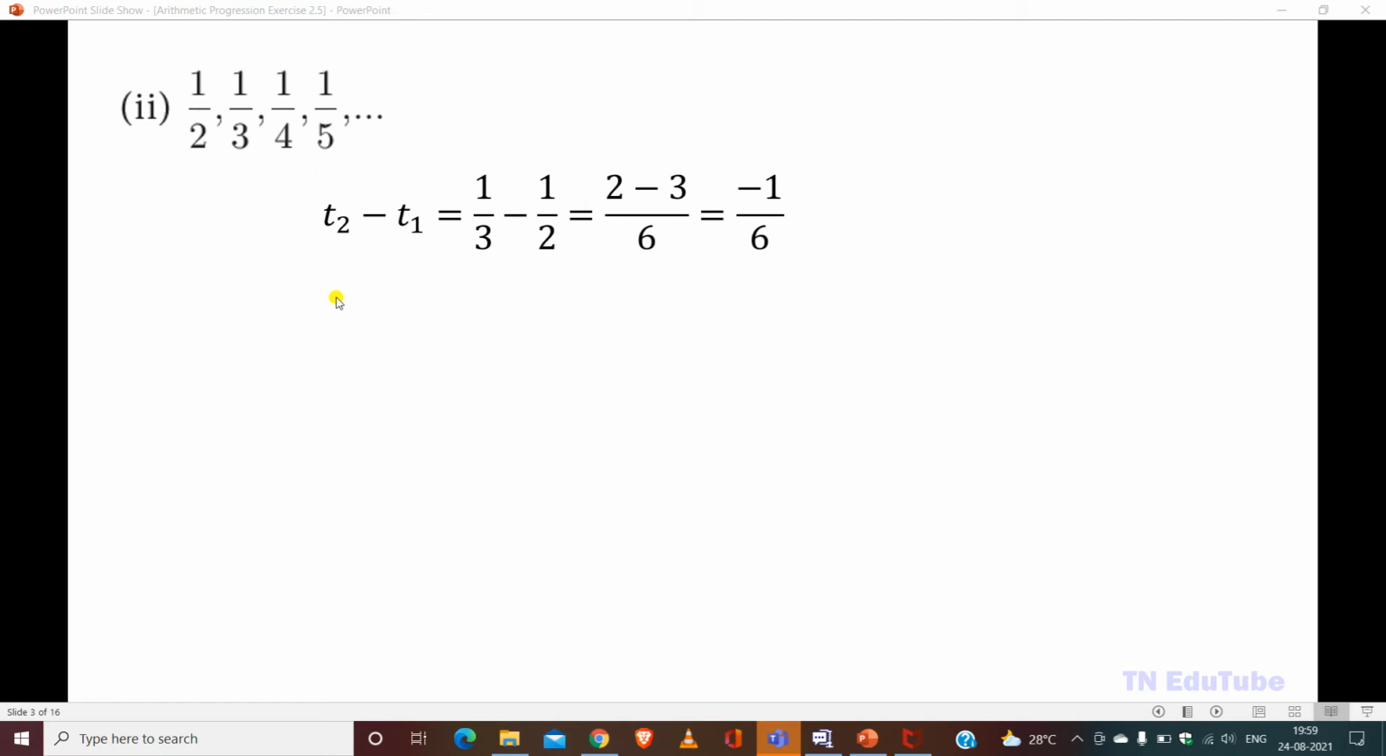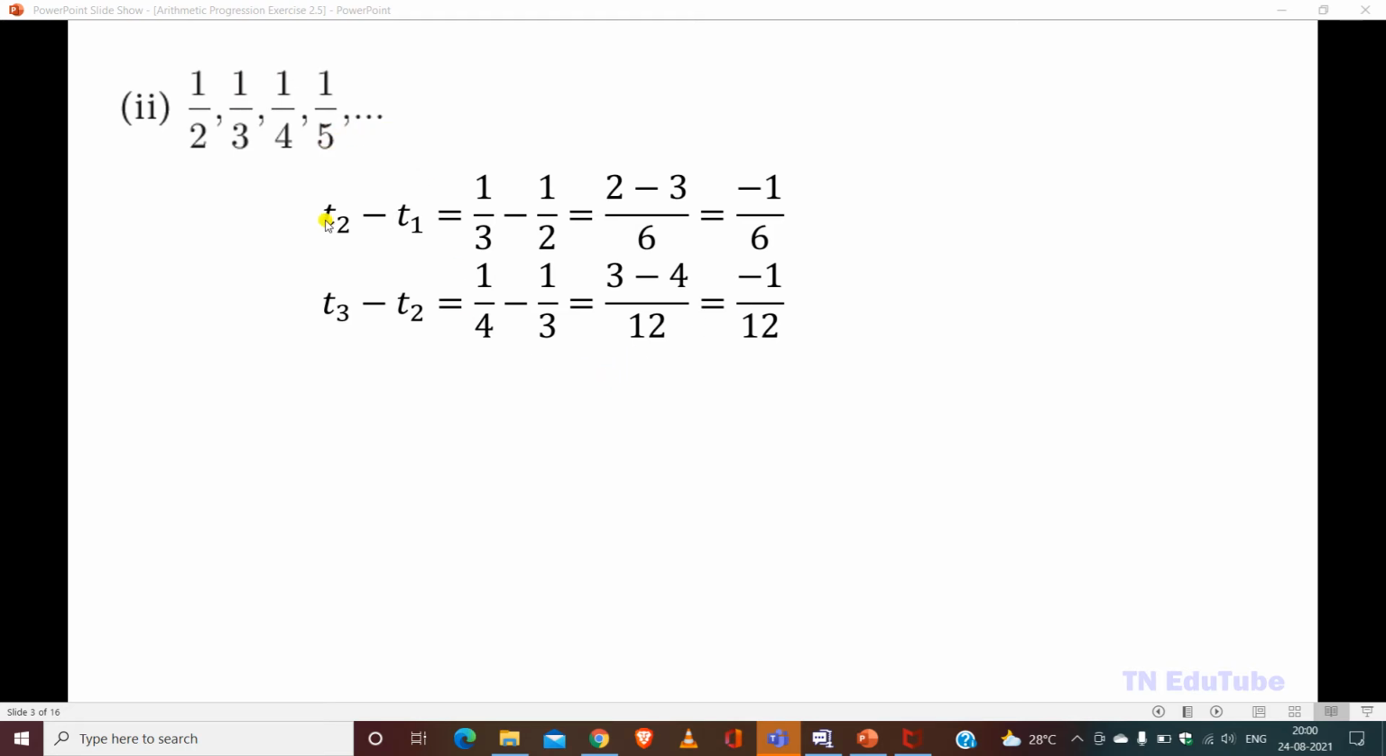Then again T3 minus T2. That means 1 by 4 minus 1 by 3. Here also no common factors, so multiply 4 3s are 12. Then again cross multiplication, you get 3 minus 4. You get minus 1 by 12.